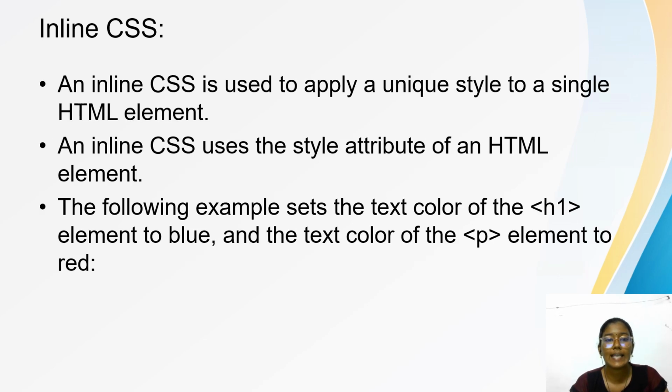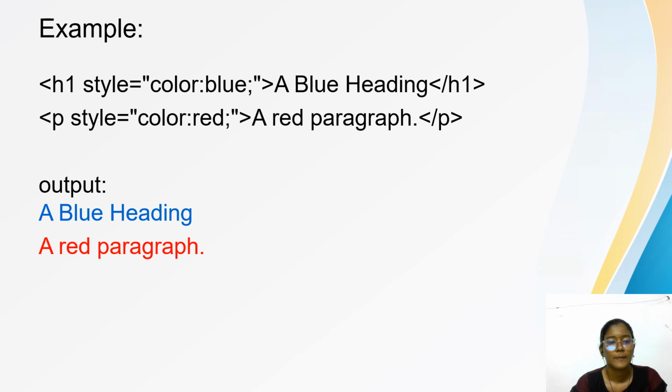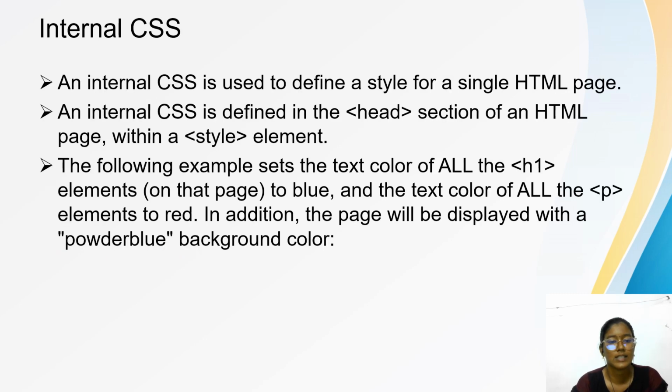Inline CSS. An inline CSS is used to apply a unique style to a single HTML element. An inline CSS uses the style attribute of an HTML element. The following example sets the text color of the heading 1 element to blue and the text color of the paragraph P element to red. Here we can see that the style represents the heading color as blue and the paragraph color as red, and the heading is in blue color and the paragraph is in red color.